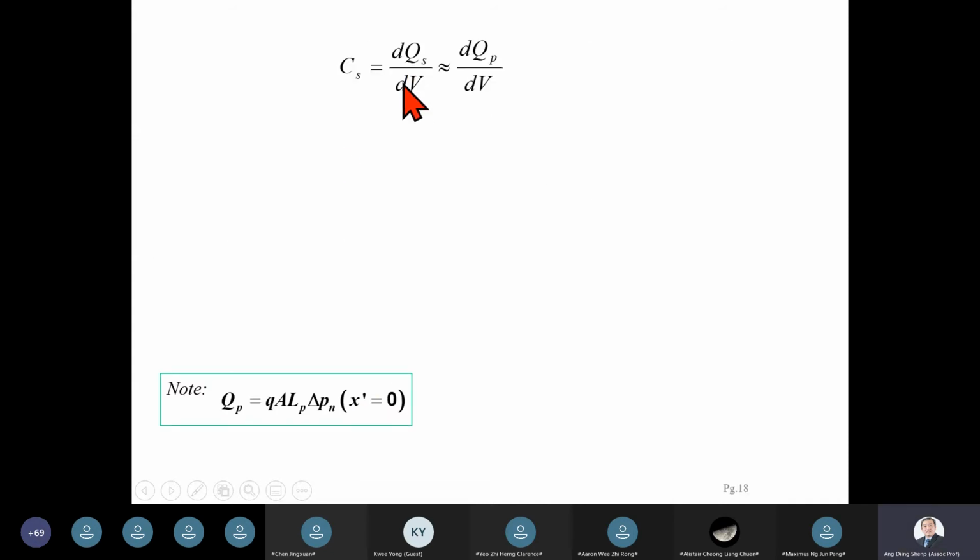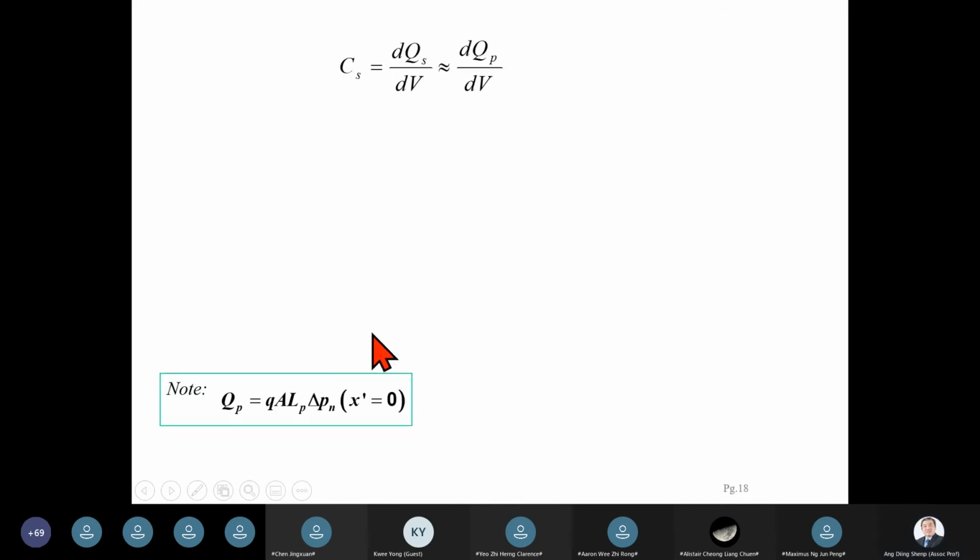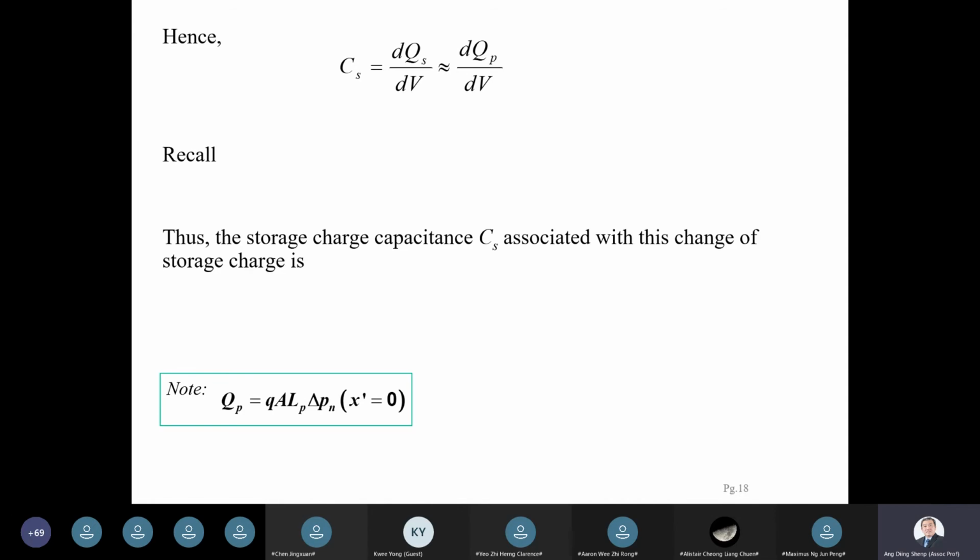So therefore, we can obtain an expression for CS for this example of a P plus N. So from here onwards, the discussion applies to a P plus N. In a P plus N diode, the storage capacitance can be defined as dQs over dV. Now Qs is predominantly QP, so this can be approximated by dQp over dV, neglecting the Qn term. All right, so differentiating QP with respect to the voltage V.